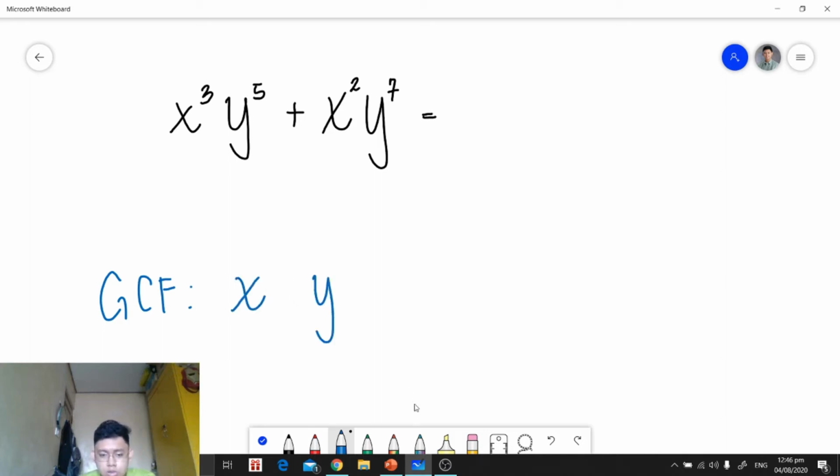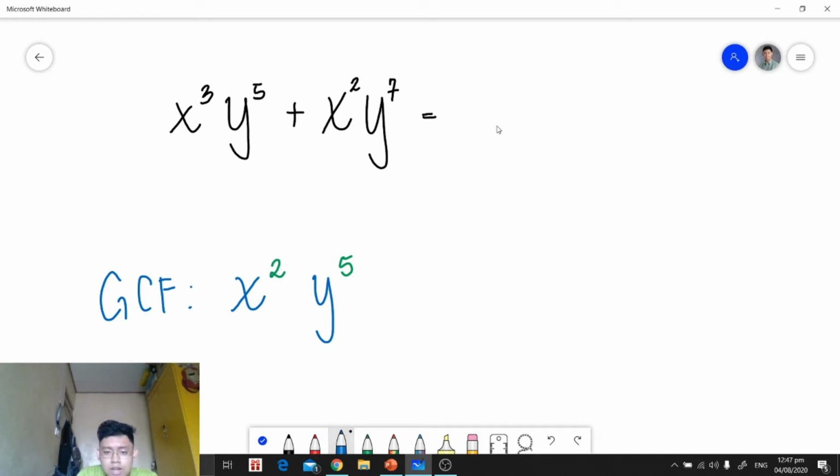So for the exponent of our variable, we need to copy the lowest exponent of each variable. So for x, what's the lowest exponent present here? We have 2. So we need to copy that. That will be our exponent of x for our greatest common factor. For y, the lowest exponent of y in our given polynomial is 5. So our greatest common factor will be x squared y raised to 5.